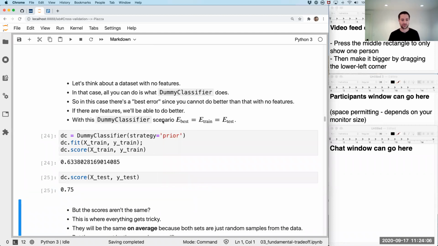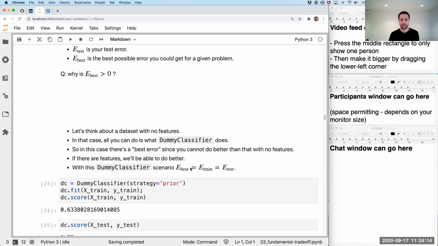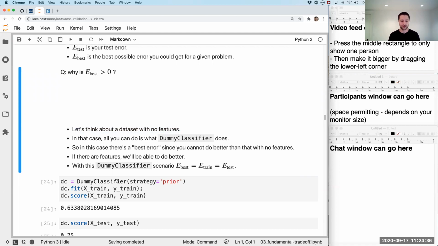So with dummy classifier, in the case where there are no features, the best you can do is basically that's how well you're going to do, because dummy classifier is not actually looking at the features. So the way you do things in training and in testing, well, you haven't really looked at the training data in this case with no features. And so these are all going to be basically the same thing.